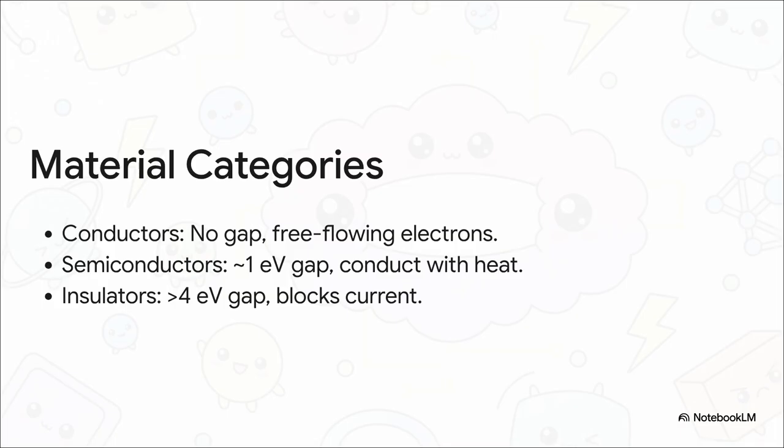Semiconductors, like silicon, sit right in the middle with an intermediate gap of about 1 electron volt. At absolute zero, they're basically insulators, but at room temperature, there's just enough ambient thermal energy to pop some electrons across the gap. And then we have insulators, like rubber or glass. They have a massive gap, usually over 4 electron volts. Their electrons are locked down tight, and normally current is totally blocked.